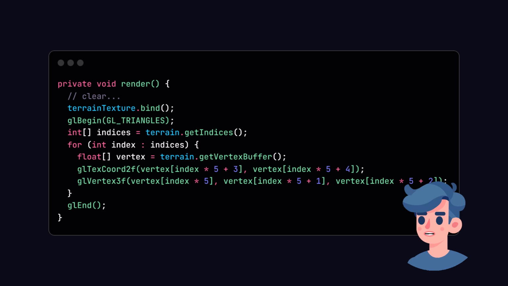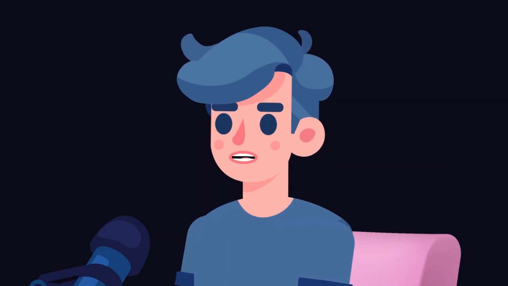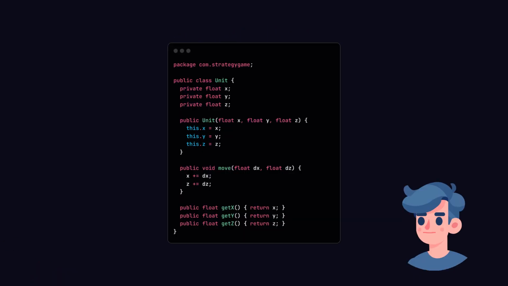We'll now bind the loaded texture in our render method before drawing the terrain. Let's modify the render method to incorporate this. This ensures that the texture is applied to the vertices we render. If you run your game now with a texture image loaded, you should see your 3D terrain textured. Next, we need to create units for our strategy game. Units will represent the entities that players will control.